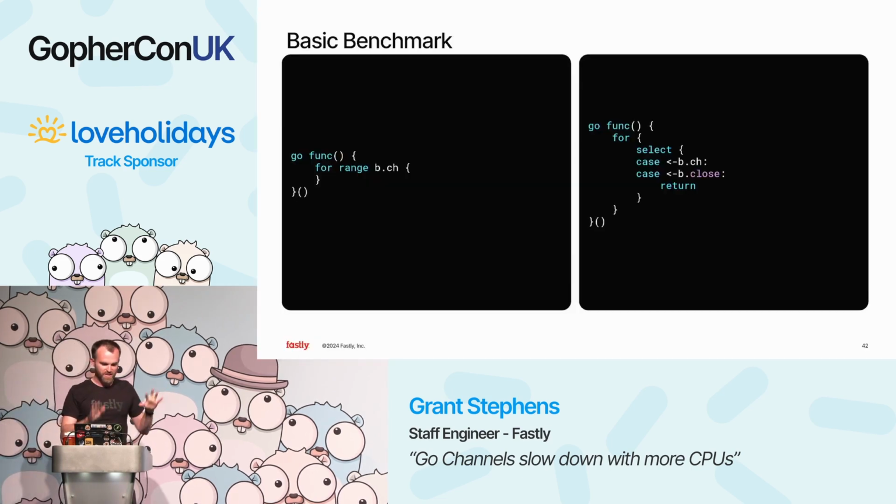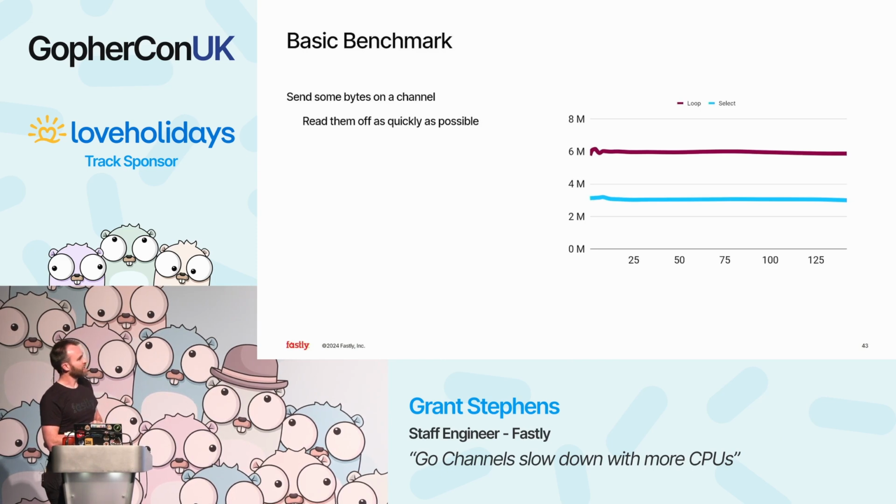Cool. So, back to the benchmark. We have a range benchmark, we have a select benchmark, and we're on our way. So, we run that benchmark, and we get that. We send some bytes on a channel, we read them off as quickly as possible. The left-hand side is the number of messages per second. That's the label on that graph, and the bottom is the number of CPUs. All the graphs going forward will have the same legend on them. So it's number of messages per second and CPUs. You can see there that loop is twice as fast as the select, and increasing the CPUs makes no difference.